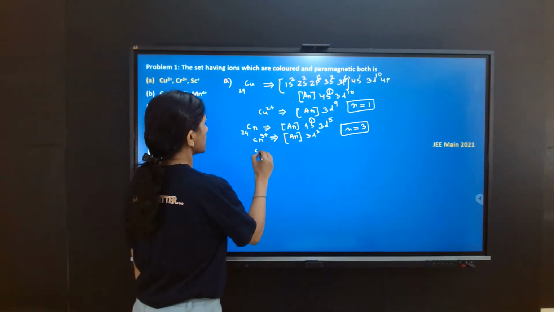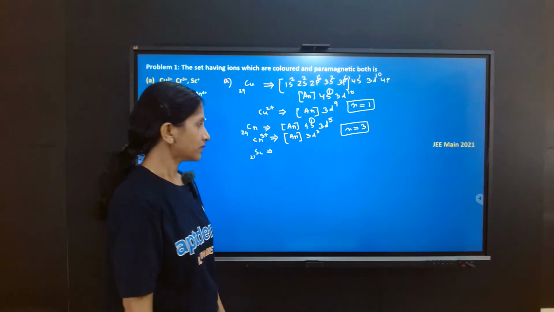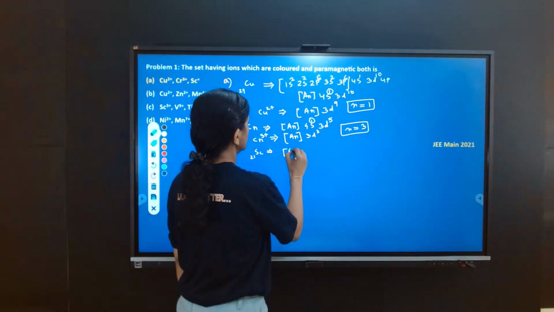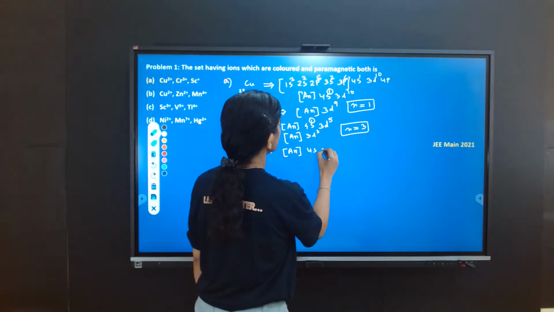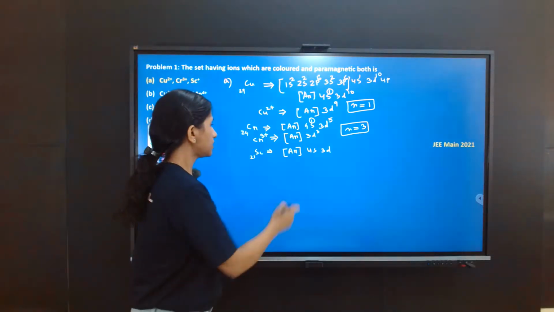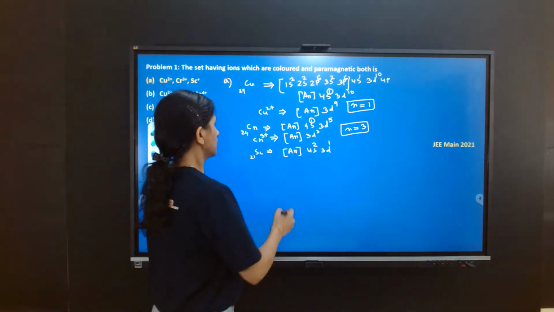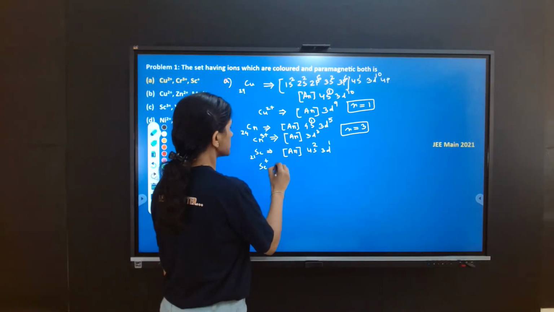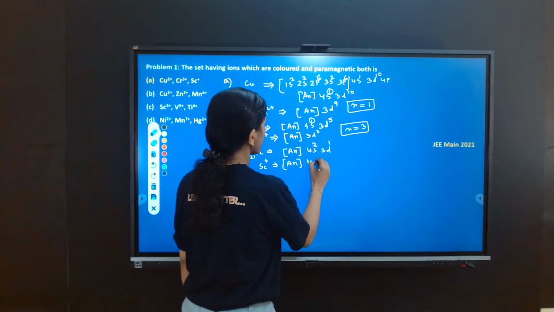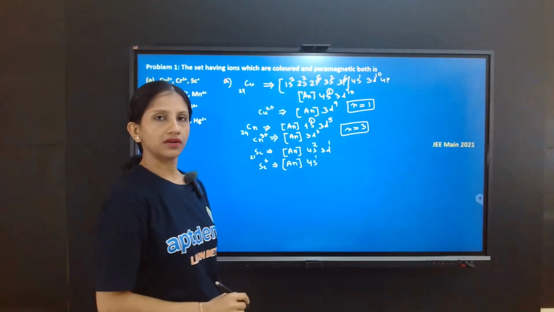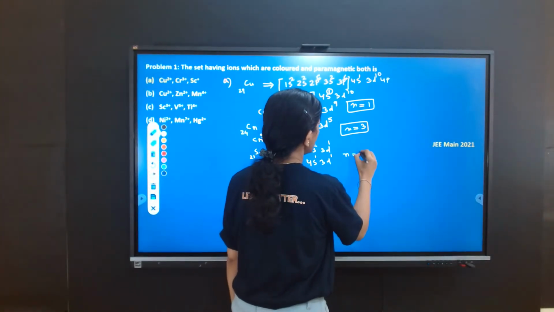Now let's do scandium. Scandium has the atomic number of 21. Again, we will start from argon and 4s, 3d. So 18, 19, 20, and 21. Now, if you consider scandium plus, we have argon. One electron will be removed from the 4s orbital and it will give you 4s1, 3d1. And the number of unpaired electrons will be 2.